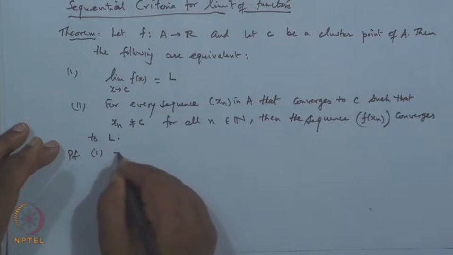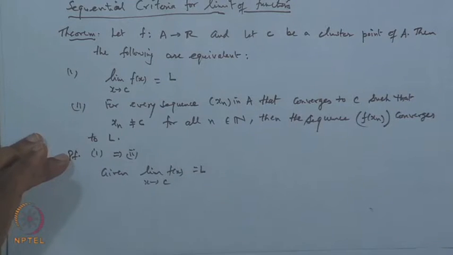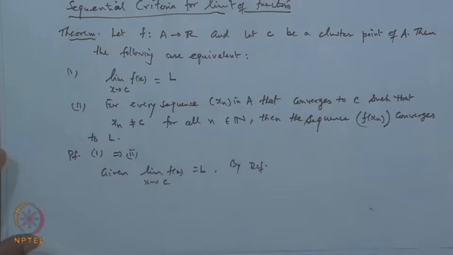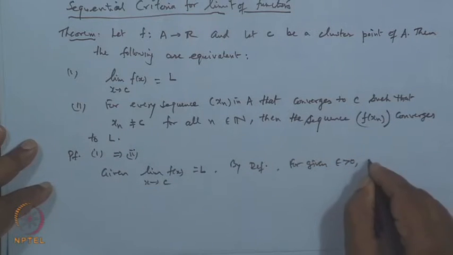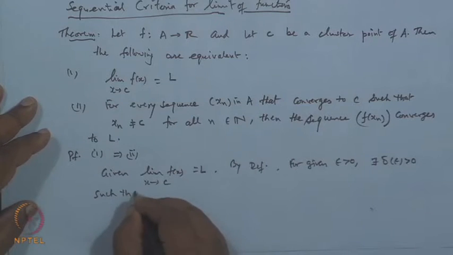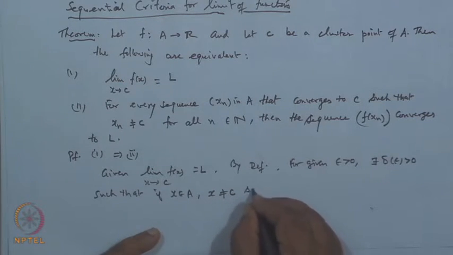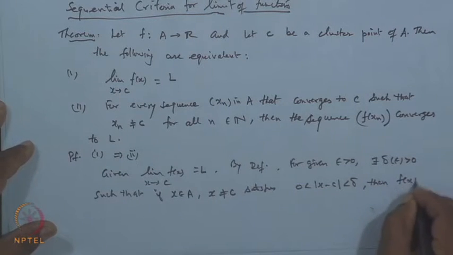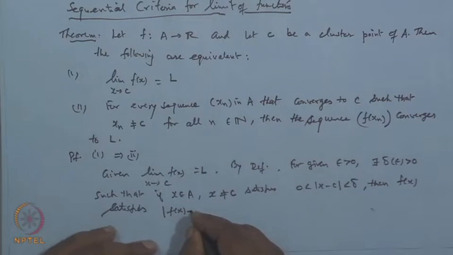So, first we will show that 1 implies 2. Given the limit exists, the limit of f x when x tends to C is L. So, by definition, for a given epsilon greater than 0, there exists a delta, which depends on epsilon, positive value, such that for all x, if x belongs to A, x is not equal to C and satisfies the condition 0 less than mod x minus C less than delta, then f x satisfies the condition mod f x minus L is less than epsilon.